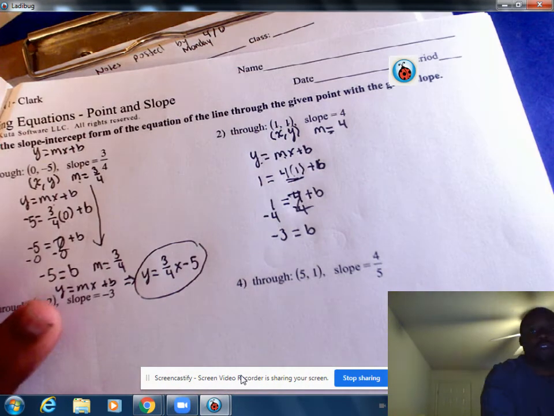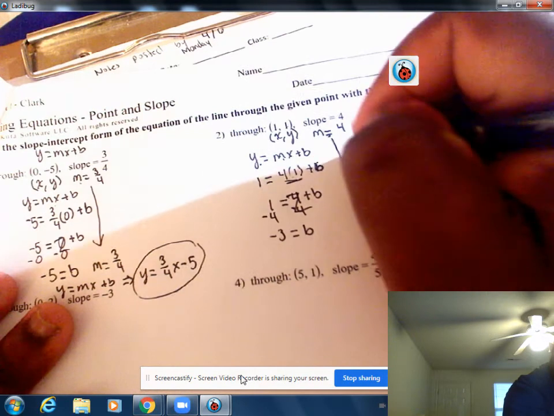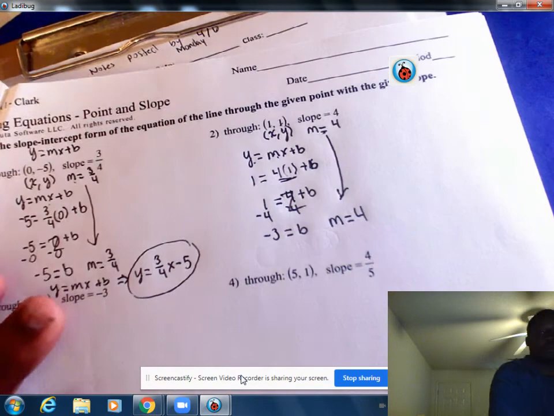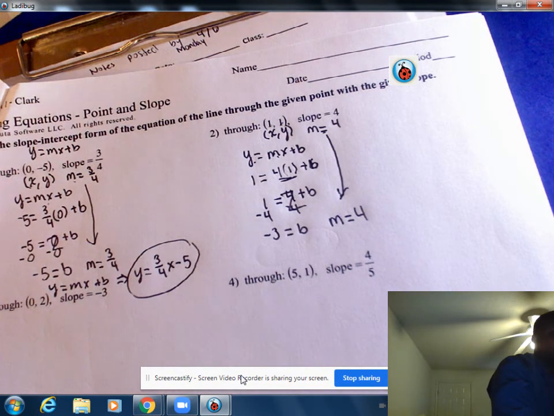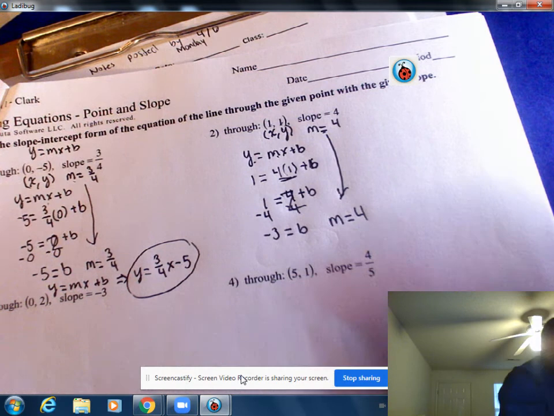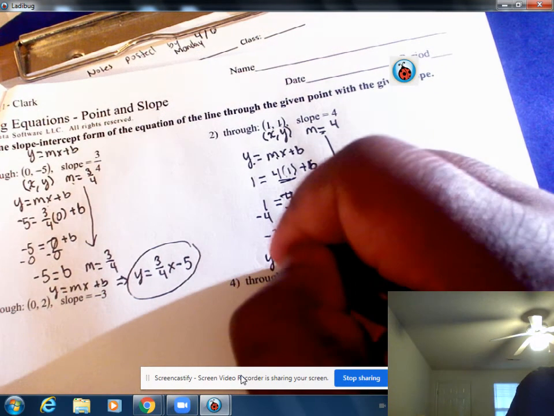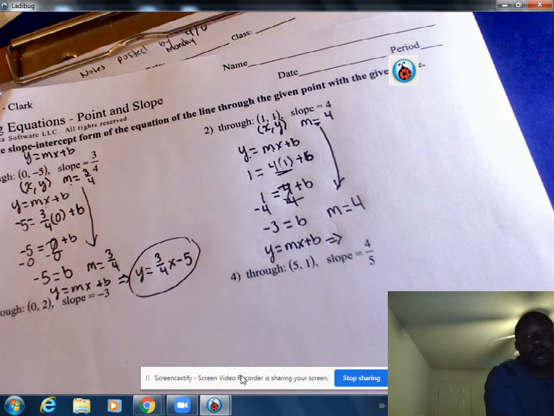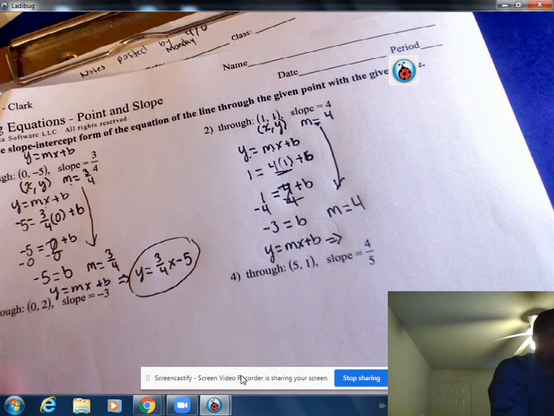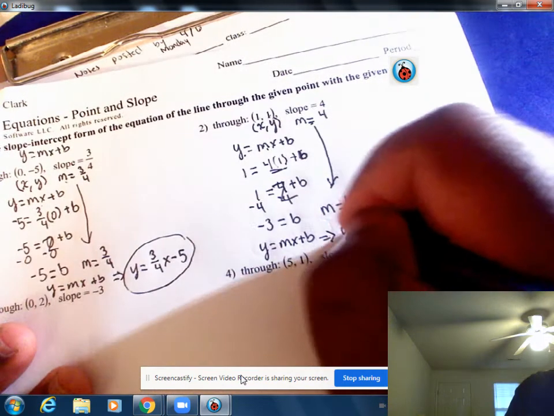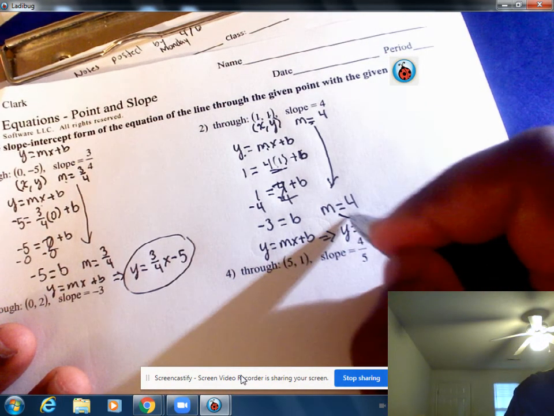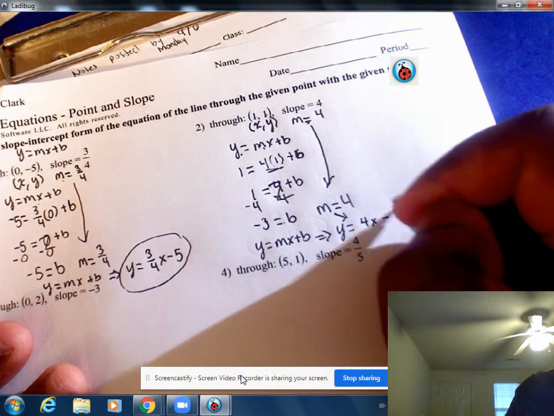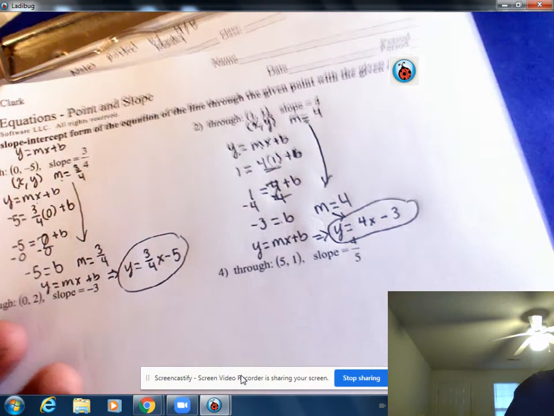So now that we know that b is -3, I'm just going to simply move down my slope. So m equals 4. All right. Bring down that slope. We got our y-intercept. We can make our equation. All right. So I'm going to rewrite my equation. Y equals mx plus b. But this time, I'm just going to plug in my y-intercept and plug in my slope. So this becomes y equals, my slope is 4, so 4x, my y-intercept is -3. So -3. And that is our equation.